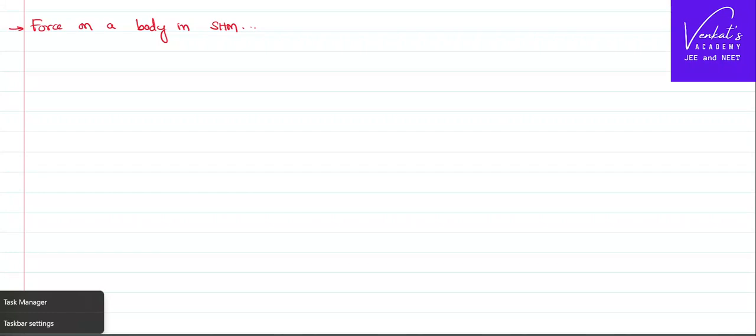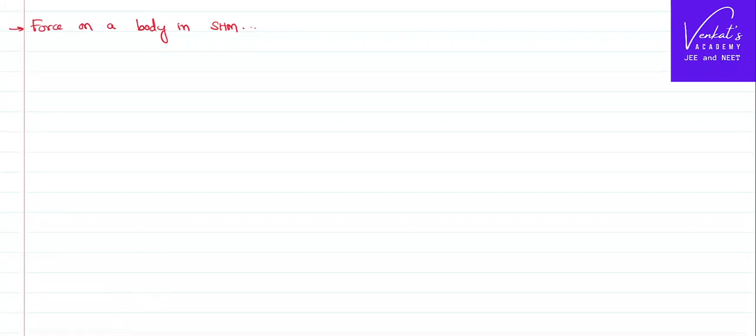Hello everyone. Here in this video, we would like to talk about the force on a body in simple harmonic motion. We have derived the equation for the acceleration of a body in simple harmonic motion as minus omega square y, where minus indicates acceleration and displacement are in opposite directions and they're proportional. Therefore, it is in simple harmonic motion.